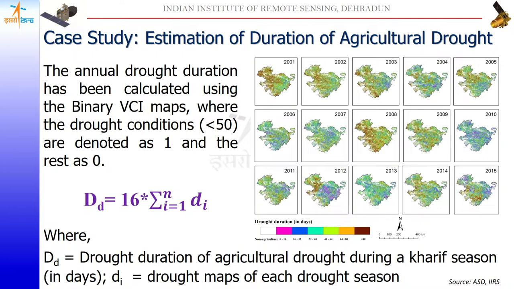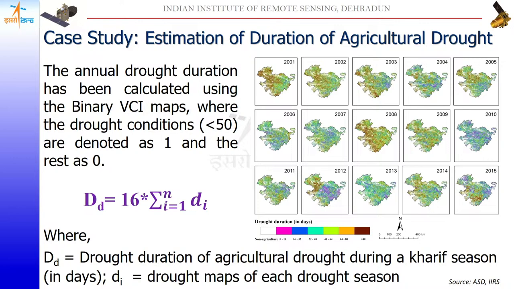So the very first case study is related to the estimation of duration of agriculture drought, which is very important. Why is it important? Because if we know in a quantitative manner how much duration of drought or how much duration of dryness there is in the particular area, we can easily assess the impact of drought in terms of crop production and crop condition. So for such kind of study, we can use remote sensing data sets.